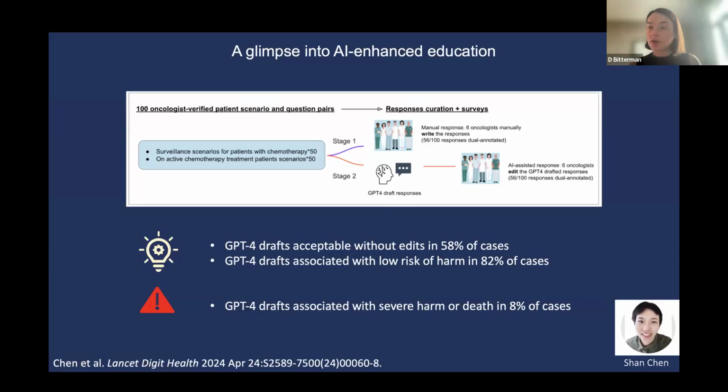And this is not totally theoretical. Many of our healthcare systems are rolling out large language models to respond to patient questions.